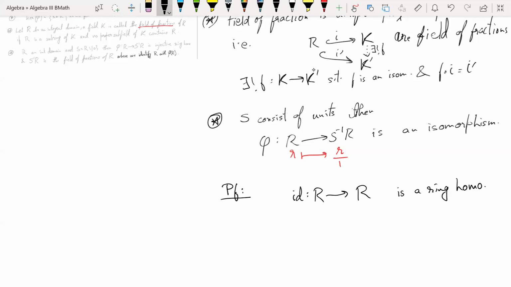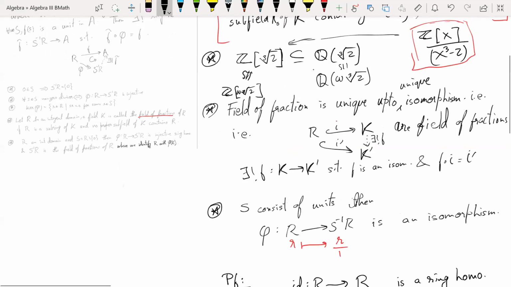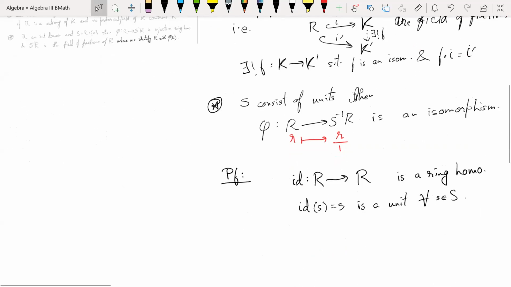I want to show that phi is an isomorphism. So first we note that identity is a ring homomorphism, and what does it do? It sends identity of S to S itself, and by hypothesis it is a unit for all S in S. So what does the universal property of localization tell us?